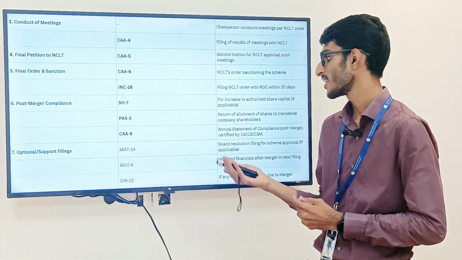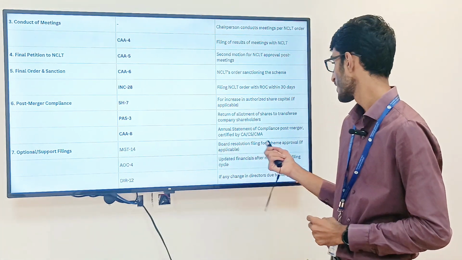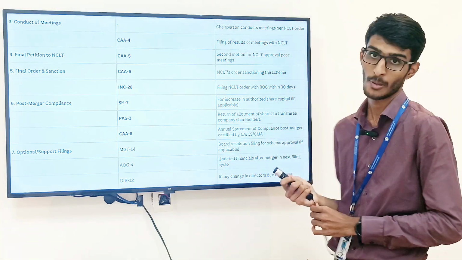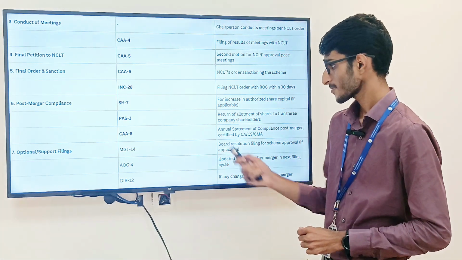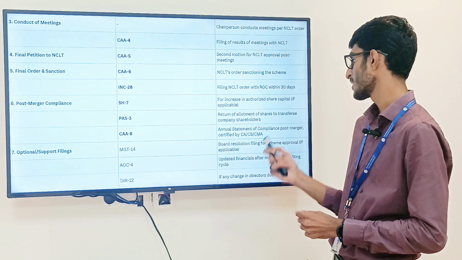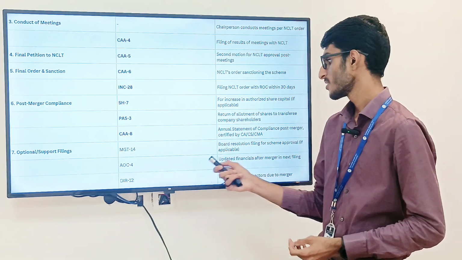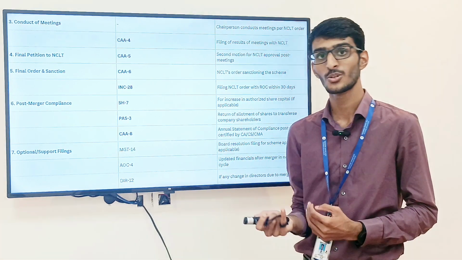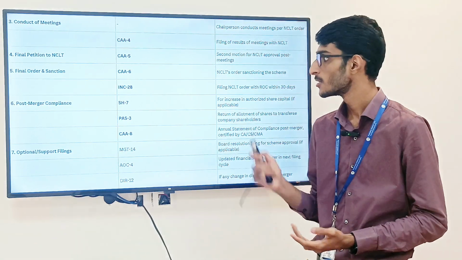Then there are some optional filings such as MGT 14, which is board resolution filing for the scheme approval. Then AOC 4, which is the updated financials after the merger. Then DIR 12, in case there are any changes in the directors due to this merger.